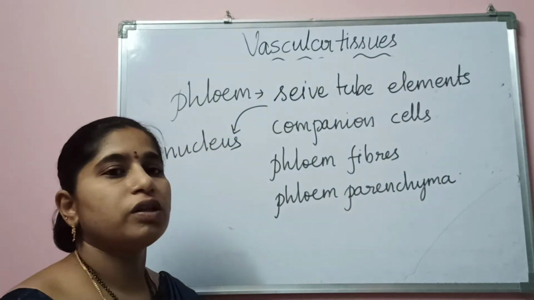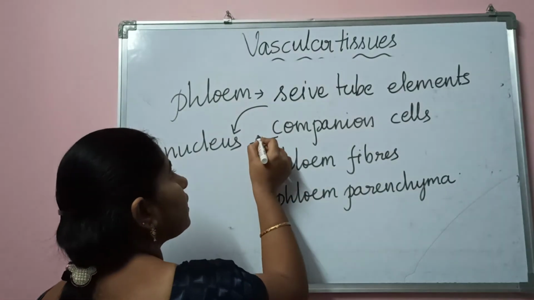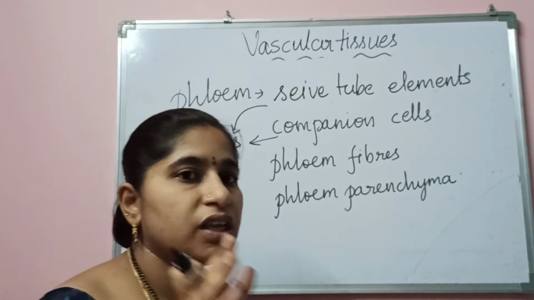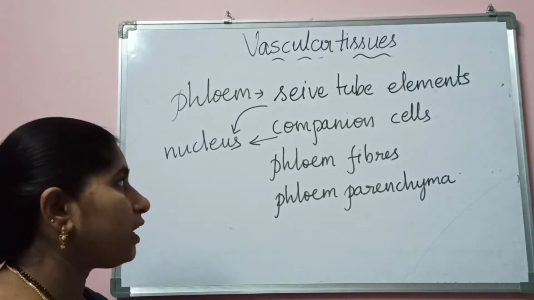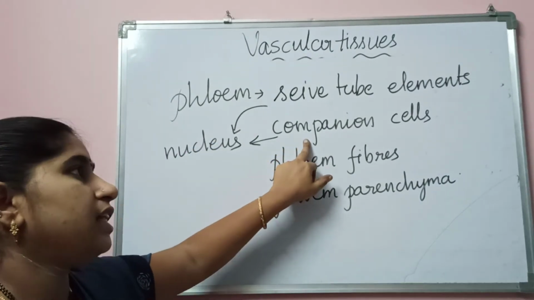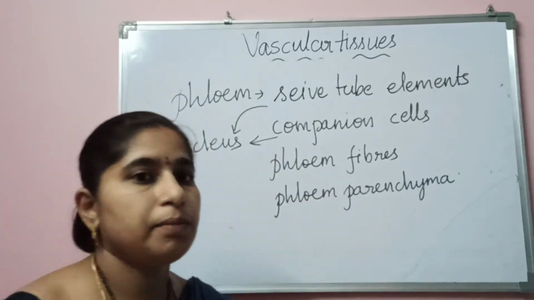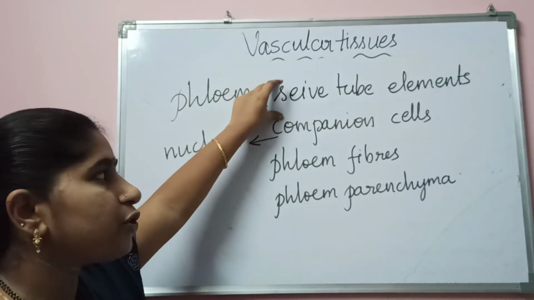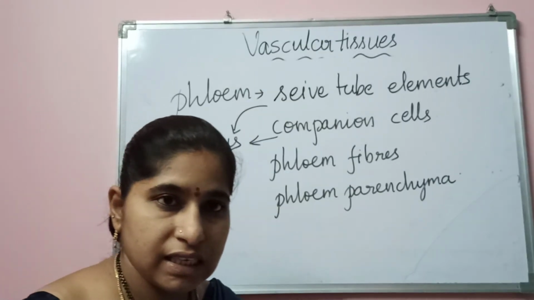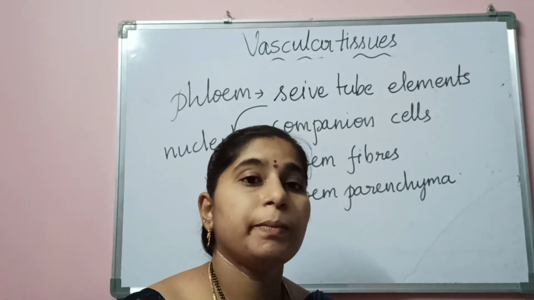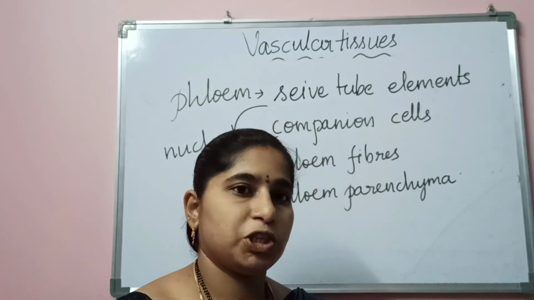Then, who will do the function? Here, the companion cells and the sieve tube elements work together. The transportation will be done by the nucleus of the companion cells, meaning these two are joined together, and the work of the sieve tube elements also will be done by the companion cells. The pressure gradient will be maintained especially by the companion cells.